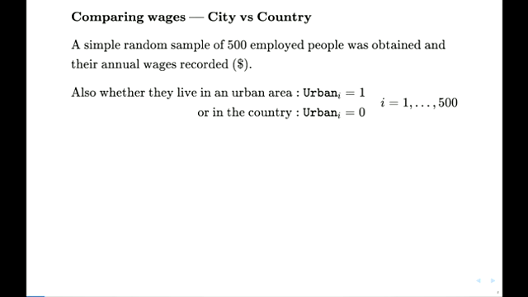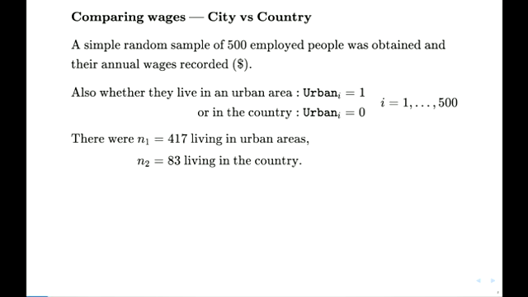So for each individual in this sample, we have two measurements: how much money they make and whether they live in the city or the country. And this urban variable, so urban meaning city, so people who live in urban areas are coded as being a 1. This is a 0, 1 variable. And people who live in the country are coded with a 0.